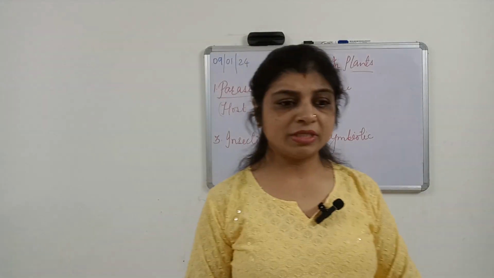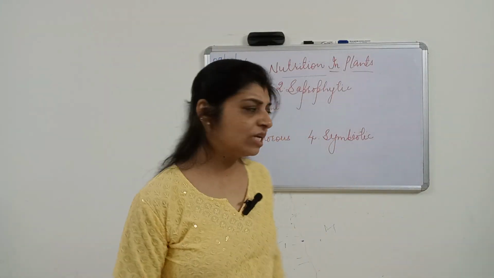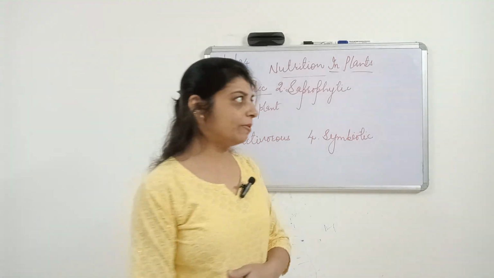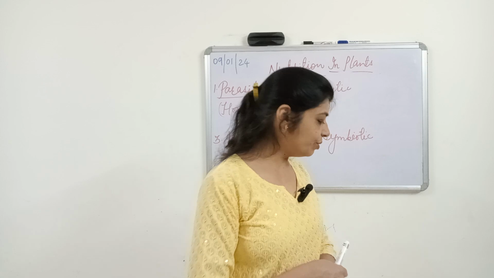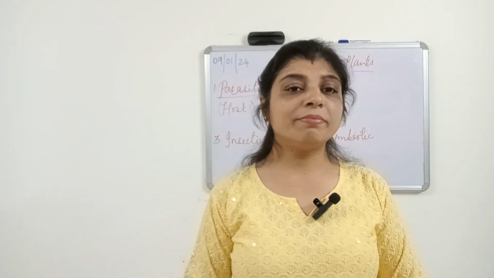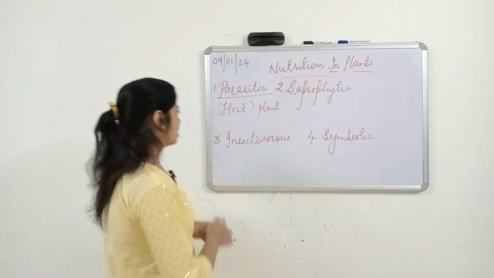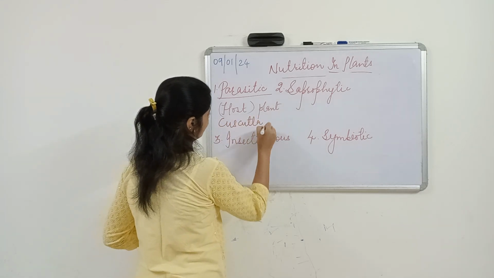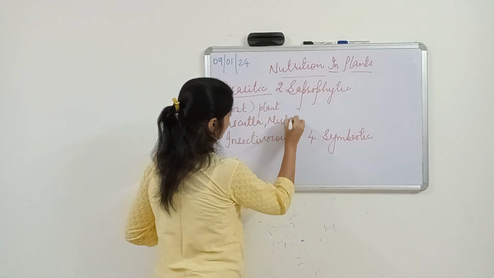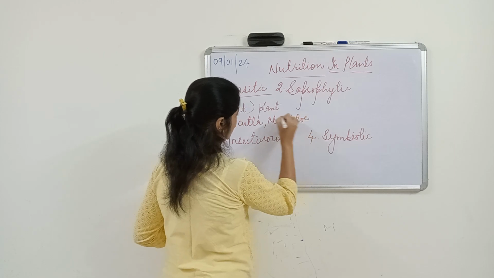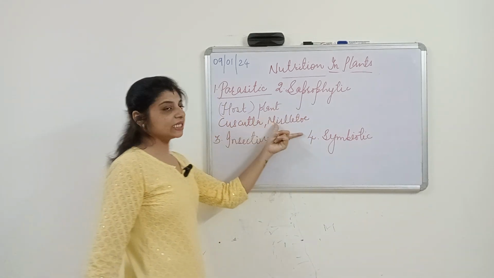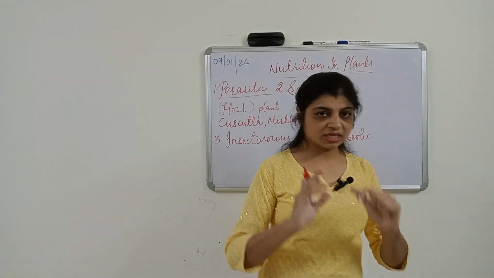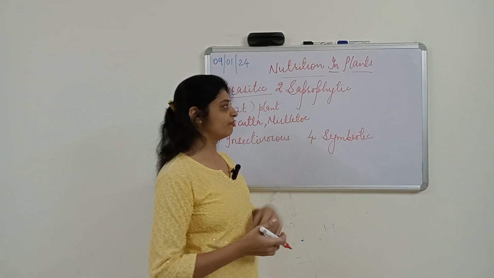What are the examples now? There are n number of examples for parasitic plants. The best examples I would give you are Cuscuta and mistletoe. Cuscuta is the best example. You can see these diagrams on Google also. What is a Cuscuta type of plant and what is this type of plant?